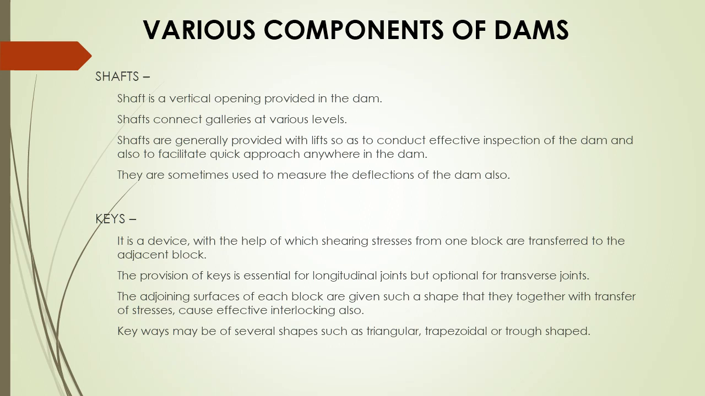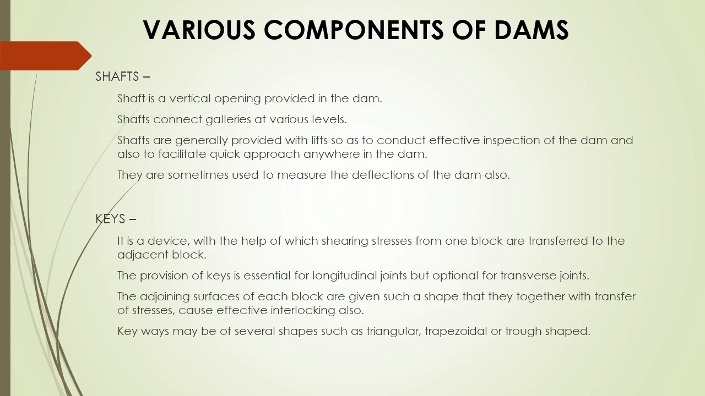Next we are discussing different components of gravity dams. First of all we are discussing shafts. A shaft is a vertical opening provided in the dam. Shafts connect galleries at various levels. Shafts are generally provided with lifts, so as to conduct effective inspection of the dam, and also to facilitate quick approach anywhere in the dam. They are sometimes used to measure the deflections of the dam also.